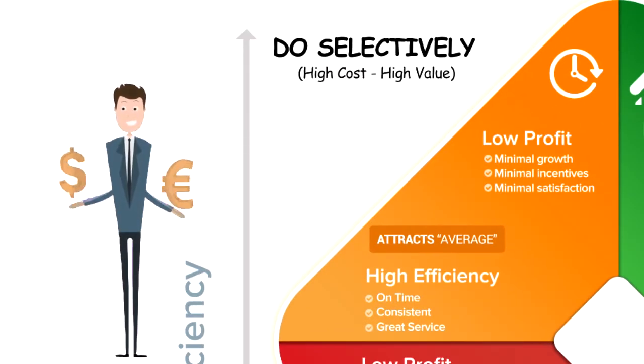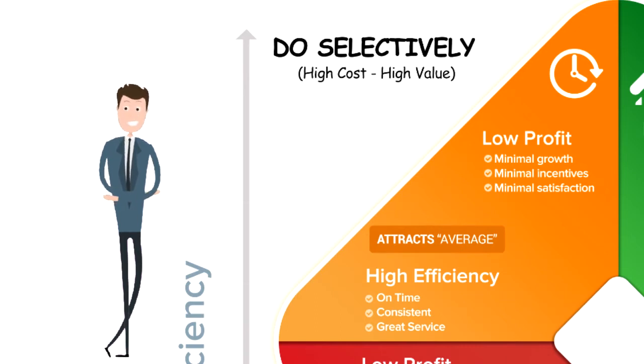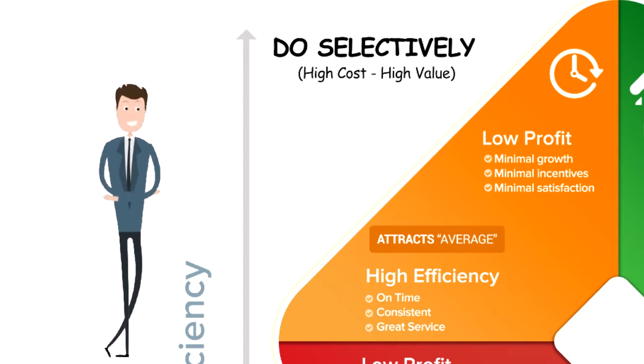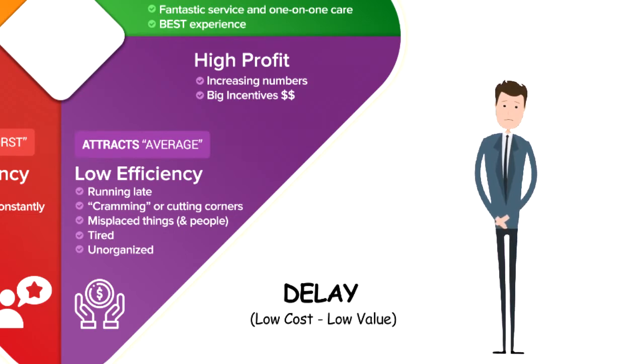The upper left and the lower right are high value activities that are also very expensive. Those are things that you should do very selectively. And the lower right, which are things that are low value and low cost. So on the surface, they may seem like they're a good idea because they're inexpensive or don't cost a lot, but they often don't provide a lot of value for you or your patients.